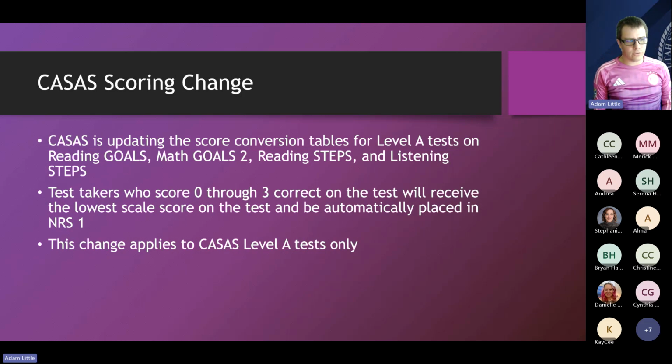It won't say that you're out of range. This change is only applied to CASAS level A tests. Inside of UASIS, if you do enter any of those lower levels, it will also give the student an NRS level 1. So UASIS wise, that's in there, but as you do test students, you will see that change happen.